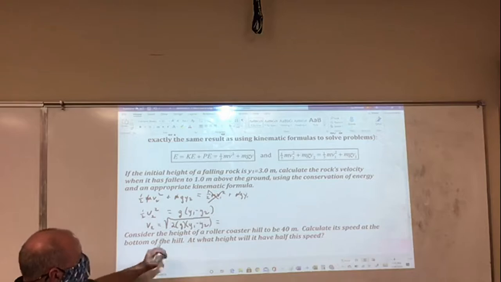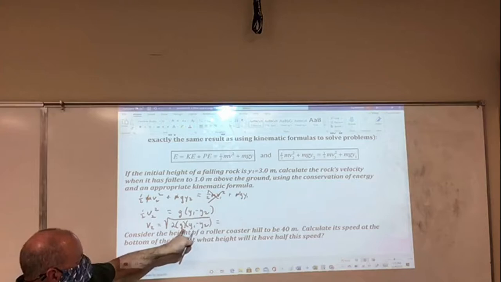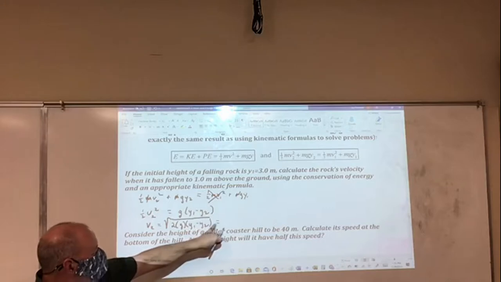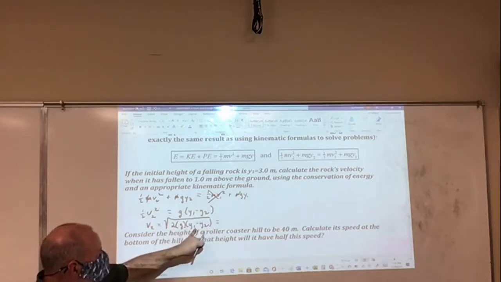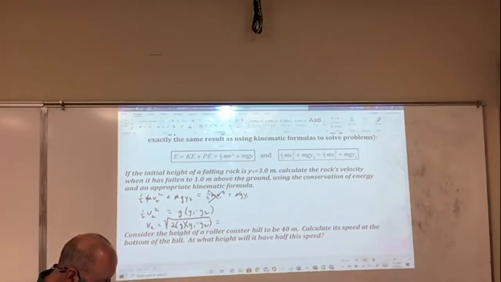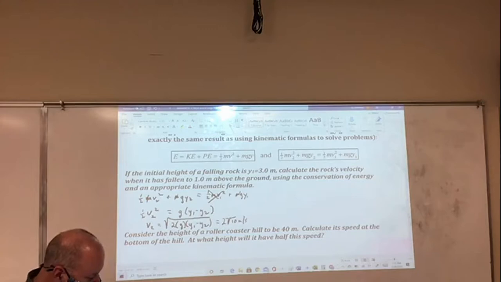And if we simplify things here and use 10 for g, we multiply 2 times 10, which is 20, and y1 minus y2 is another 2, so that's 40. So the square root of 40, is that right? Yes. And that would be 2 times the square root of 10 meters per second. Okay, let's see if we get the same result using our kinematic formulas.